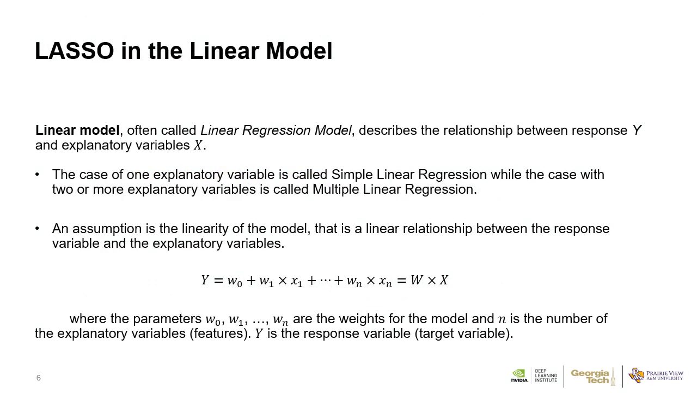Let me show you an example with linear regression model. Linear model, often called linear regression model, describes the relationship between response y and explanatory variables x. The case of one explanatory variable is called simple linear regression, while the case with two or more explanatory variables is called multiple linear regression. An assumption is the linearity of the model. That is, a linear relationship between the response variable and the explanatory variables.